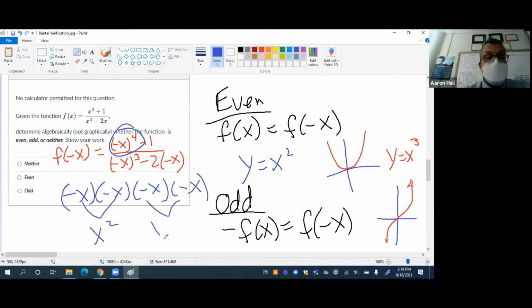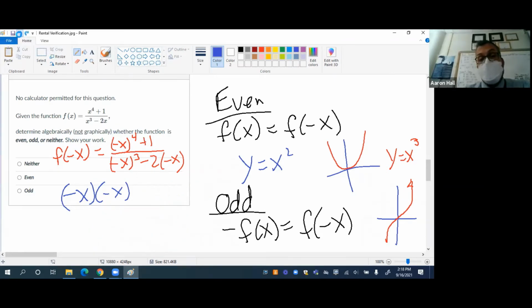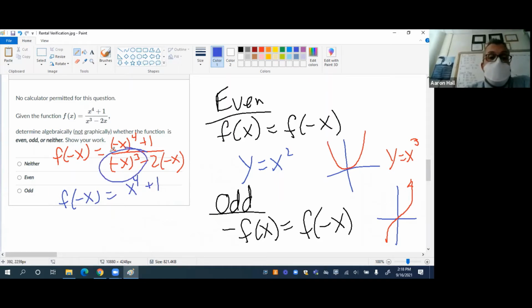This negative times a negative is a positive. So together I get what? Okay. Eleanor, does that make sense? Yeah. Okay. So f of negative x gives me x to the power of 4 plus 1. What is this? Negative x in parentheses cubed.